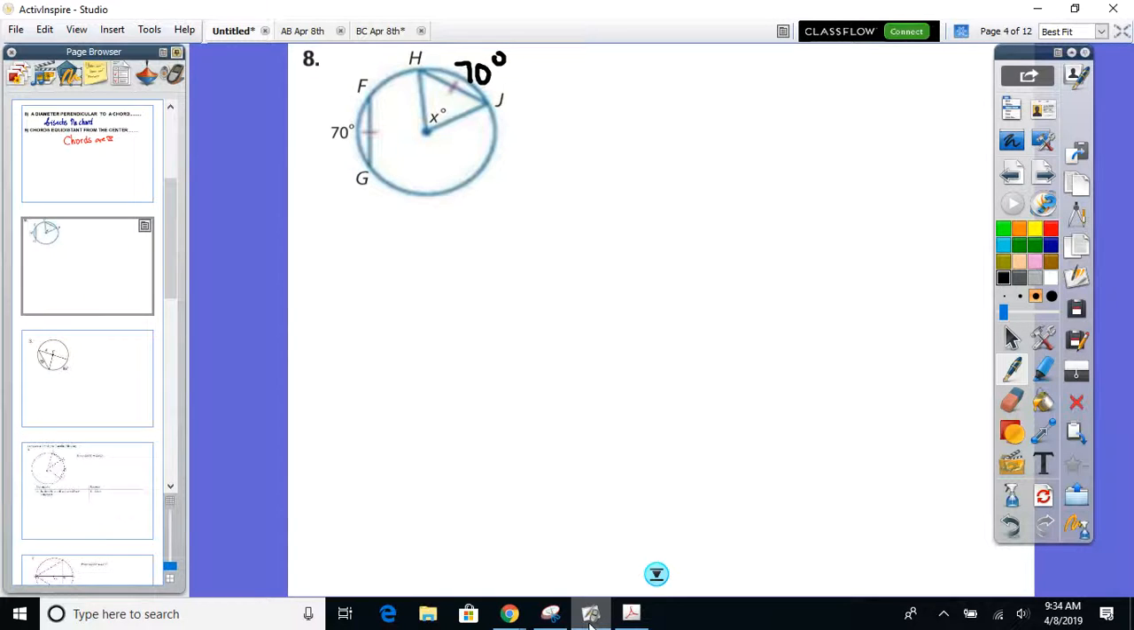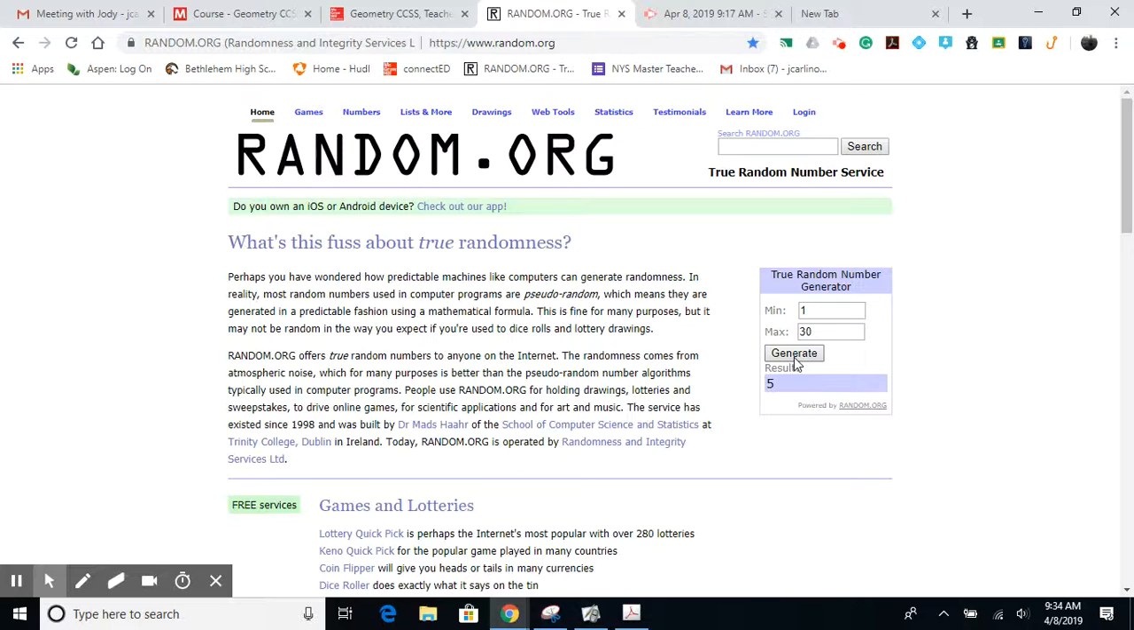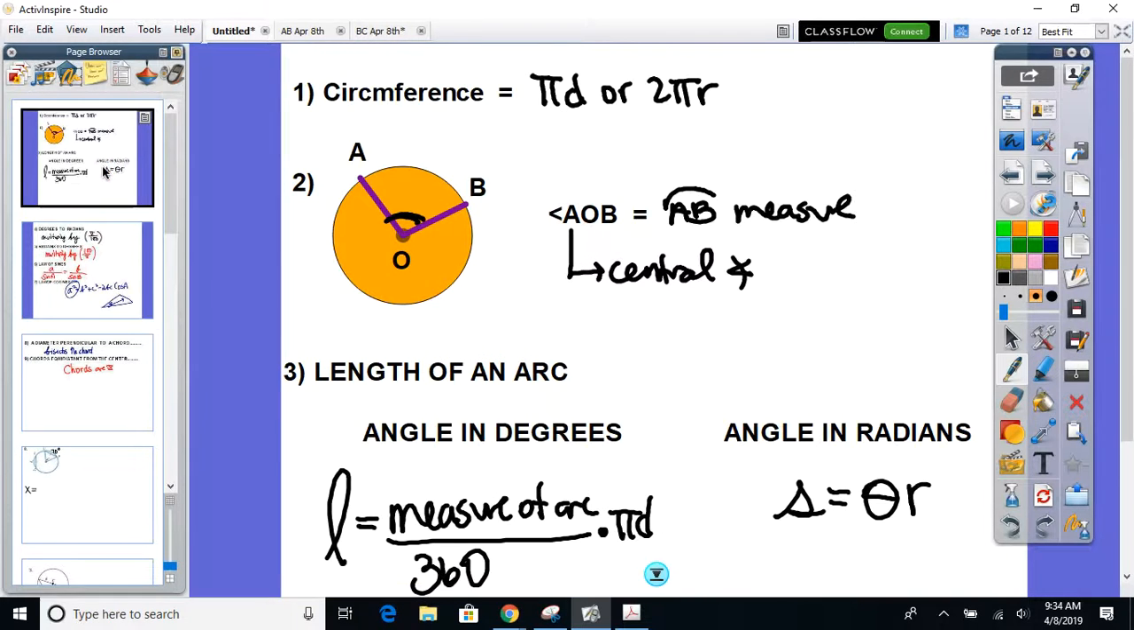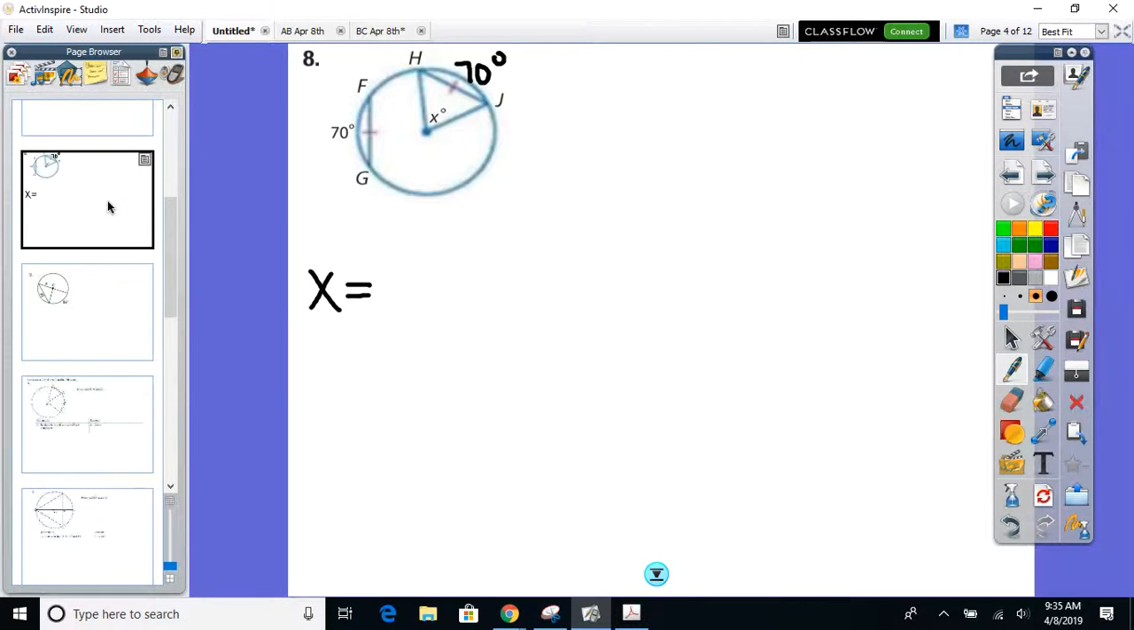What type of angle is X? Central. How do I find a central angle? Any central angle, how do I find its measure? It's always equal to what? Any central angle is equal to the measure of the arc. Let's go back to this one. What's the measure of its arc? Okay. Everyone all right? How we got there? That was two facts.